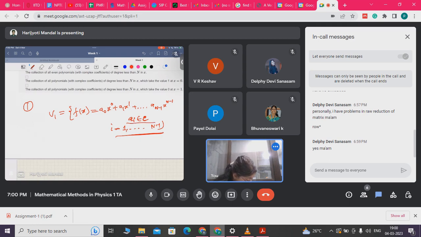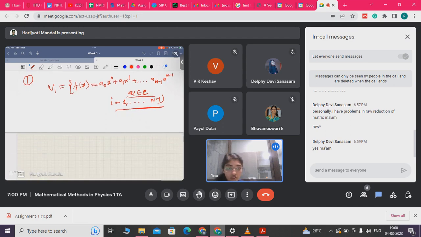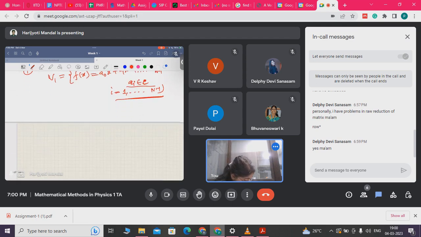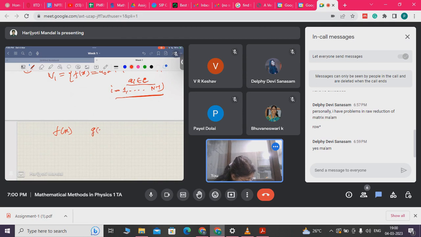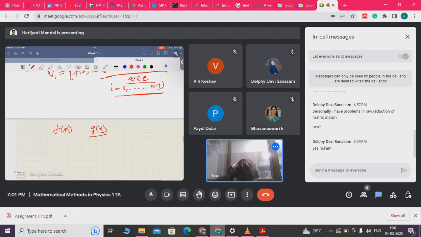When you are solving an MCQ question, you don't need to write all this, you need to understand. But when you are given 5 or 6 marks to explain all those things, you need to write the notation correctly. So function V1, f(x). To prove the closure property, we need two functions f(x) and g(x), each having this form.